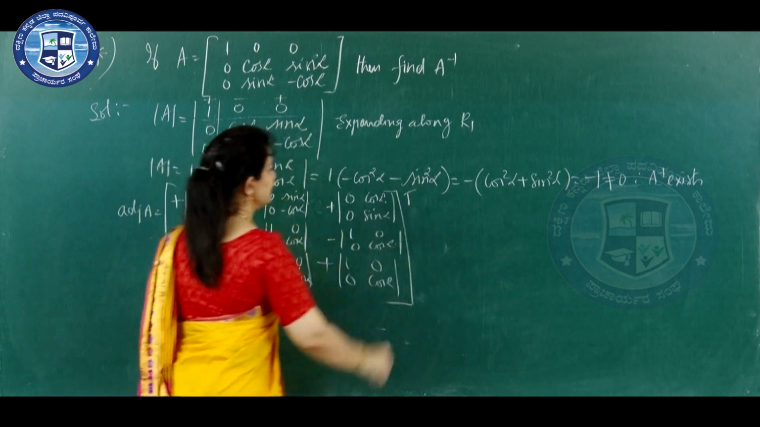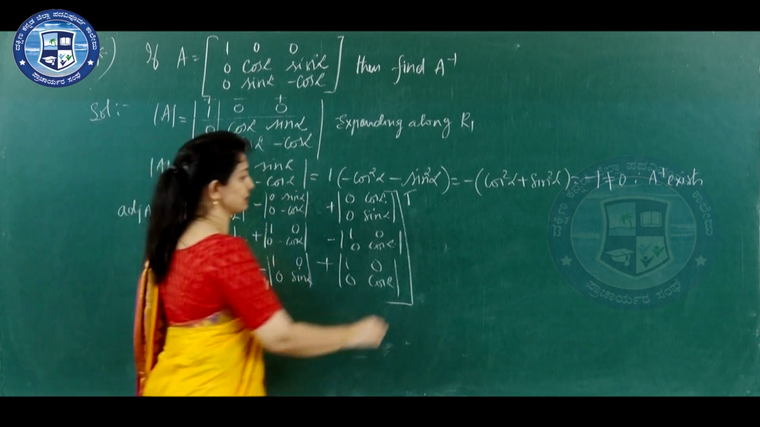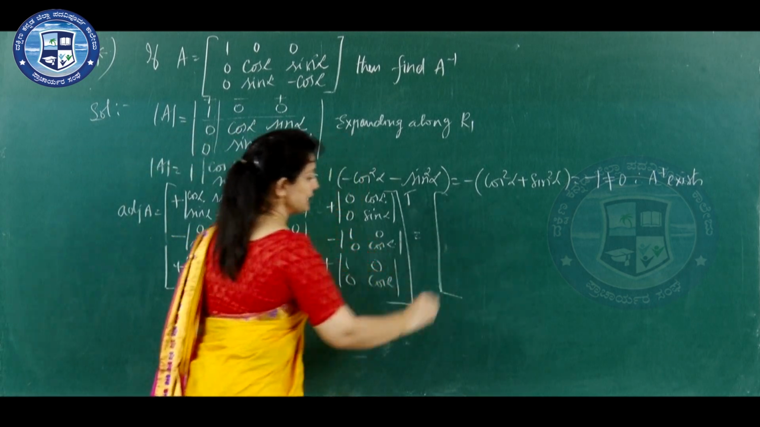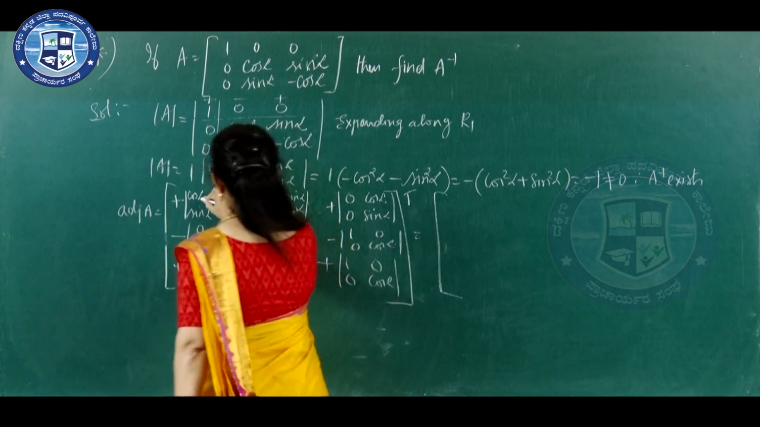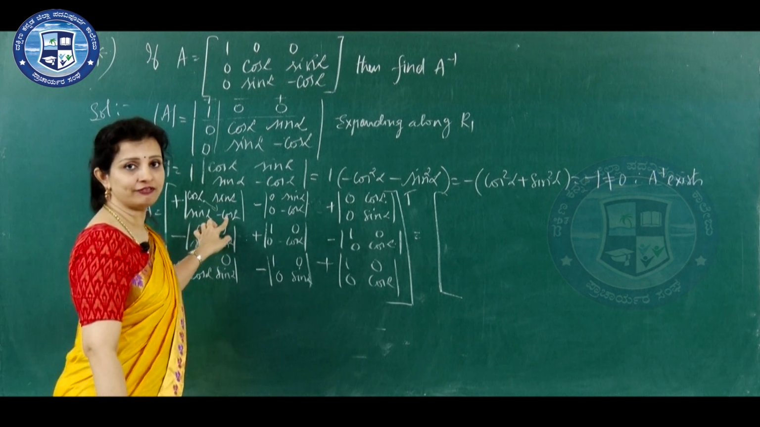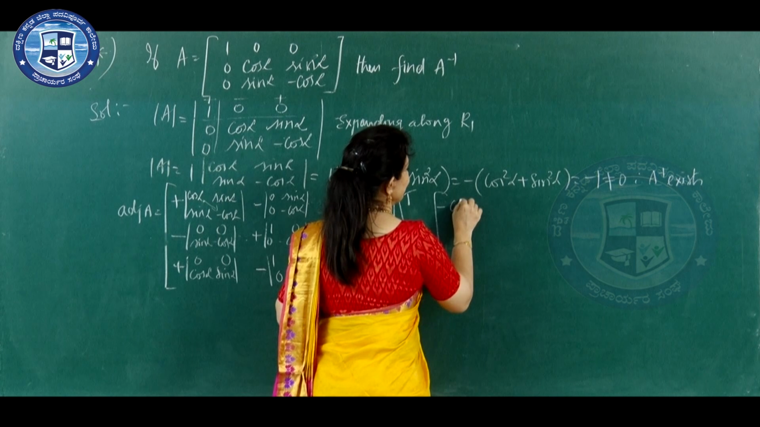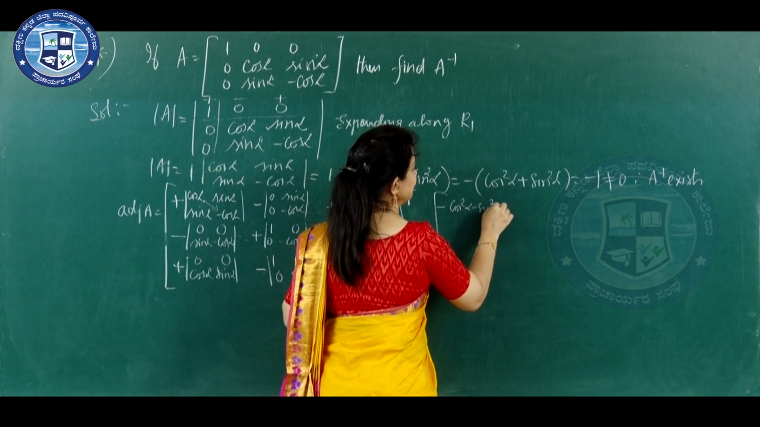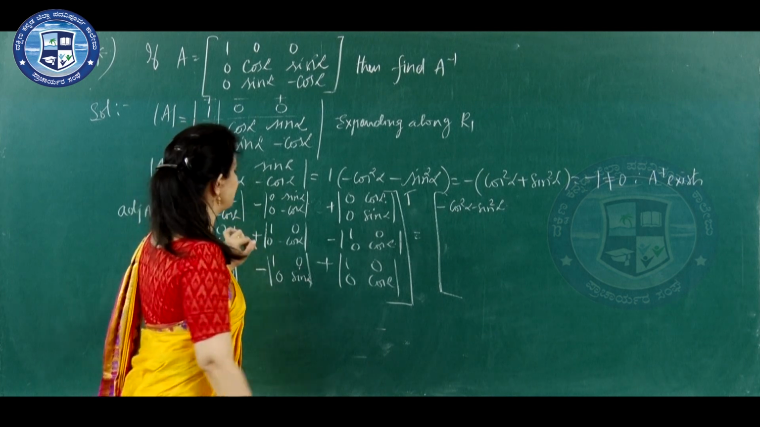So, the transpose of the cofactor matrix is adjoint A, which is equal to the transpose of which matrix? Here cross multiply, we will get minus cos square alpha minus sin square alpha, which is minus of cos square alpha plus sin square alpha, that is minus 1.